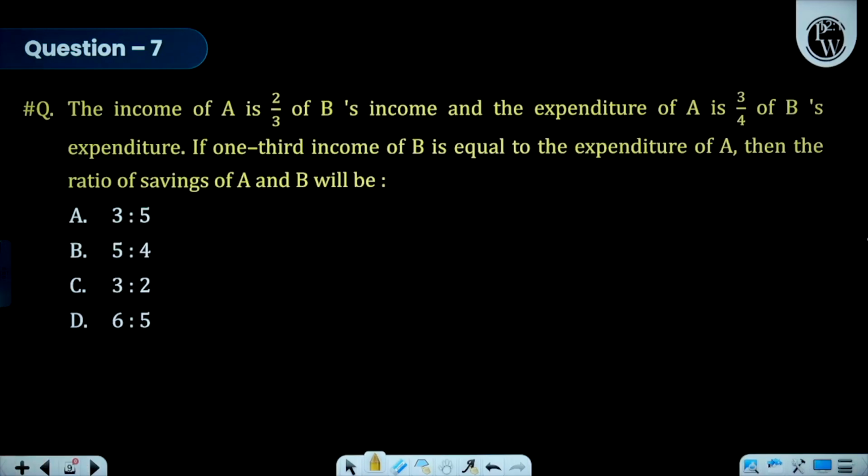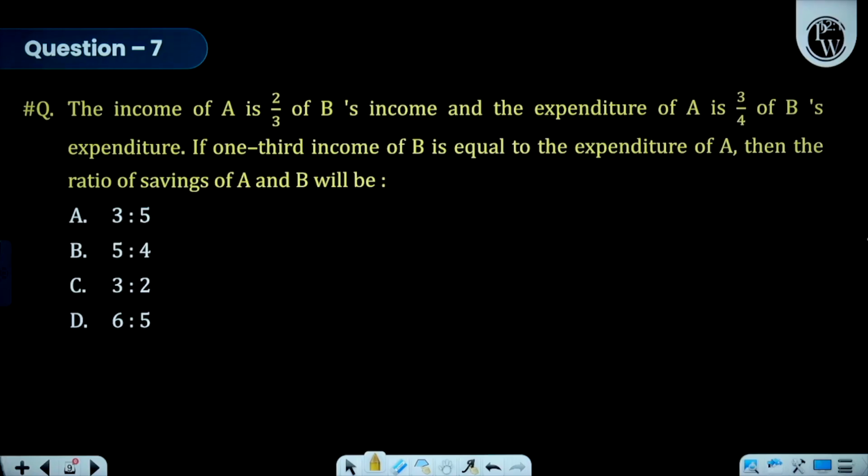Here it is saying that the income of A is 2/3 of B's income, and the expenditure of A is 3 by 4 of B's expenditure. If 1/3 income of B is equal to the expenditure of A, then the ratio of savings of A and B will be. So guys, you can definitely pause this video and give it a try. Take around 1 minute to solve this question.